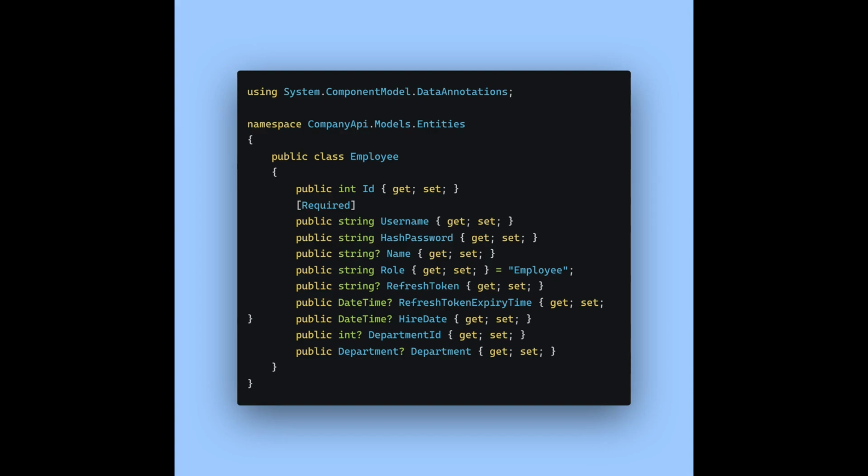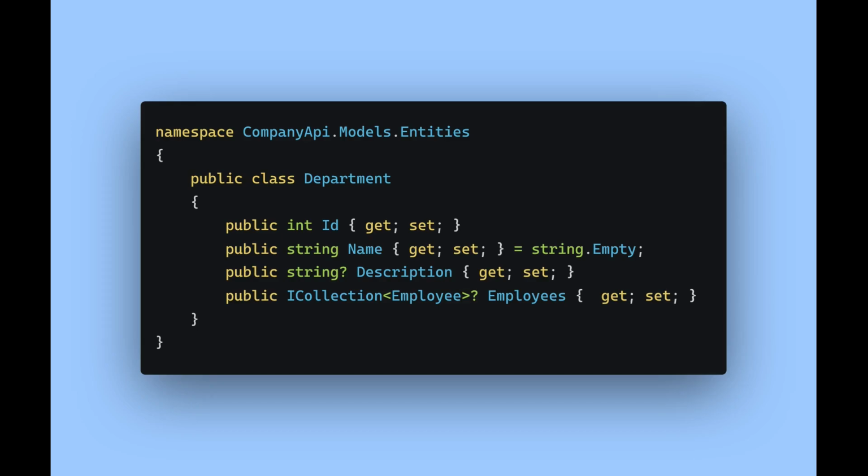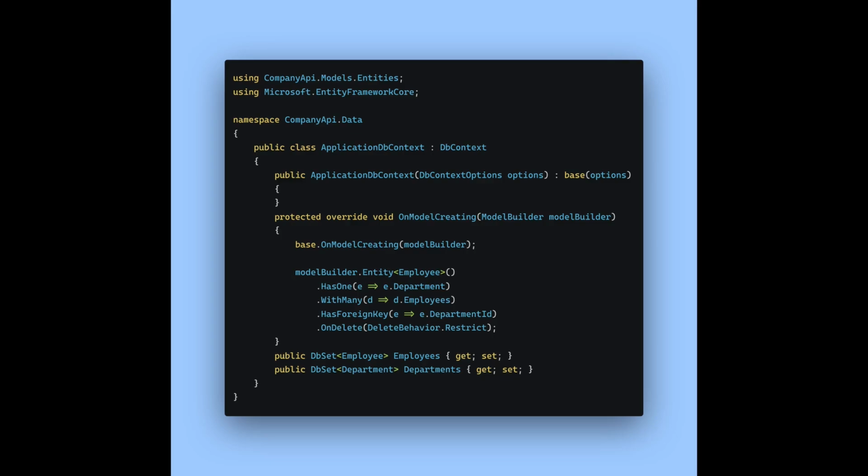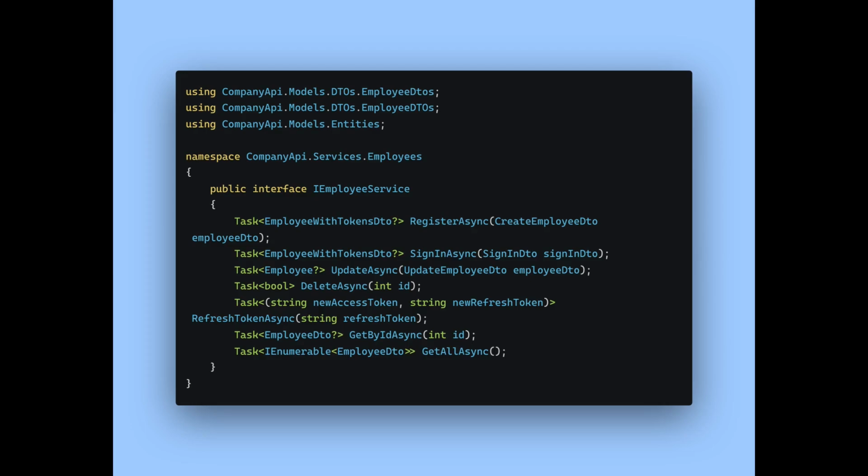Finally, we have the Department and DepartmentId properties, which allow us to navigate and link this entity to its related department. This is the Department entity. It has an ID as the primary key, a name with a default value, an optional description, and a collection of employees to link it with related employees. ApplicationDbContext connects the app to the database with DbSet for employees and departments. It defines a relationship where an employee belongs to a department, and a department can have many employees, with restricted delete behavior.